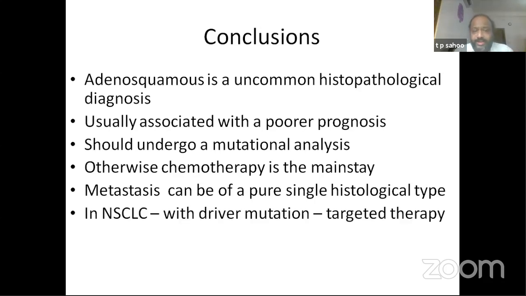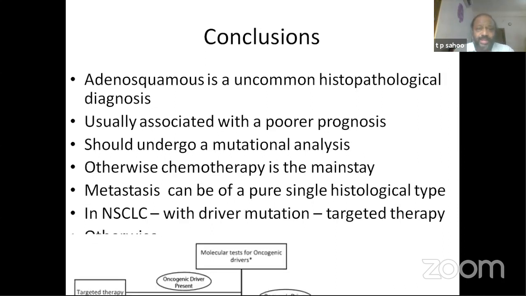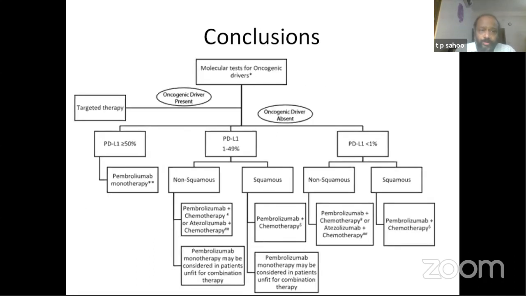In non-small cell with a driver mutation, it is targeted therapy. Otherwise, this is what it is: you do molecular testing. If you have an oncogenic driver, you treat it. All of us know that. If you don't have one, where affordable, we look at PDL values, we look at single agent pembrolizumab, or we look at chemotherapy plus immune checkpoint inhibitors.